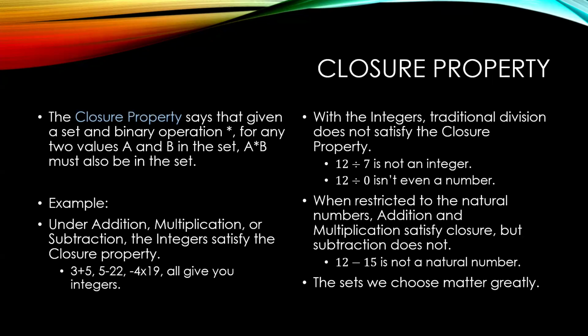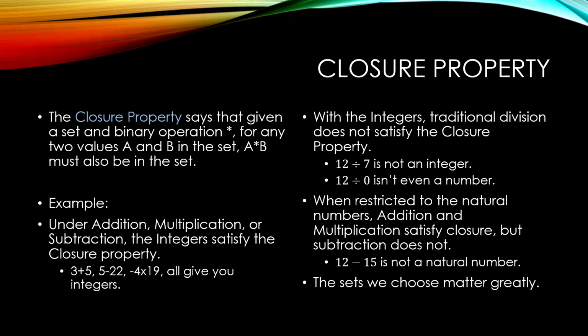Our first property is the closure property. And so the closure property says that given a set and a binary operation star, for any two values A and B in the set, A star B must also be in the set. Not all sets and binary operations have the closure property. Let's start with some that do, though. And so addition, multiplication, and subtraction, the integers, is going to have the closure property for all three of those. And so 3 plus 5 is going to give you an integer. 5 minus 22, going to give you an integer. -4 times 19, that will also give you an integer.